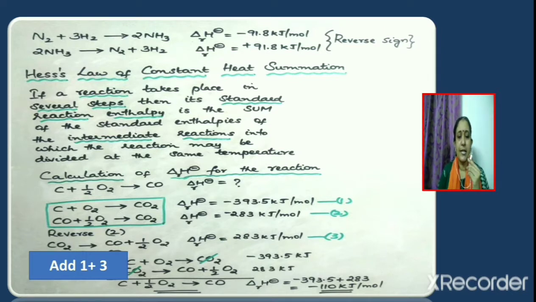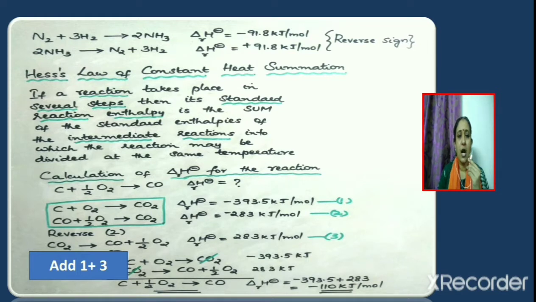It states that if a reaction takes place in several steps, then its standard reaction enthalpy is the sum of the standard enthalpies of the intermediate reactions into which the reaction may be divided at the same temperature. So if a reaction takes place in different steps, then the standard reaction enthalpy of the overall reaction will be the sum of the standard enthalpies of all the intermediate reactions.